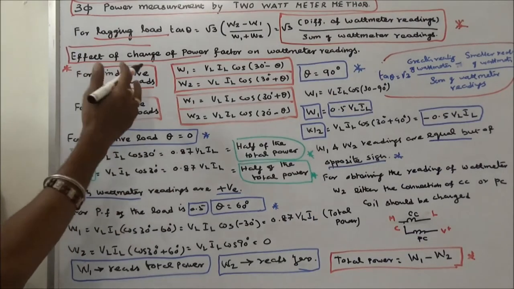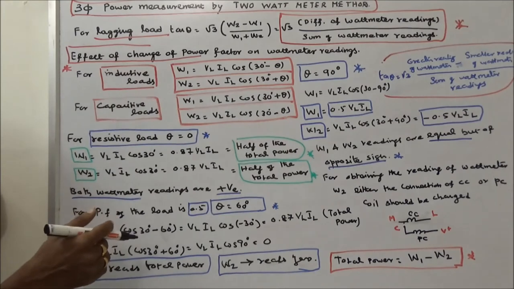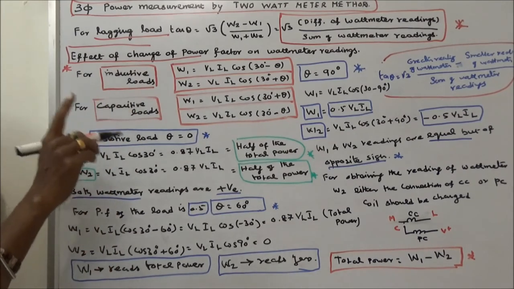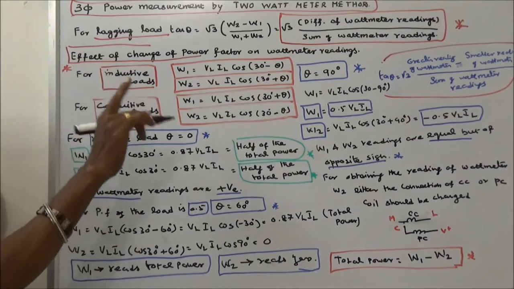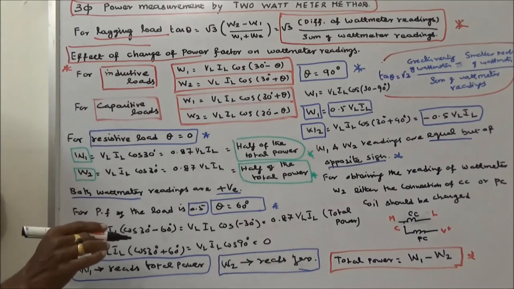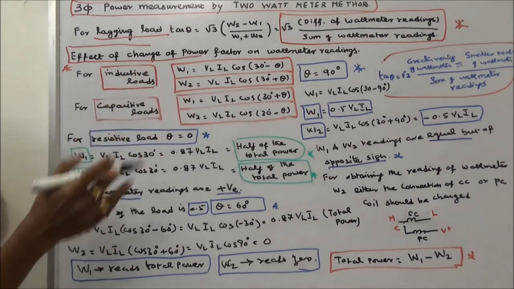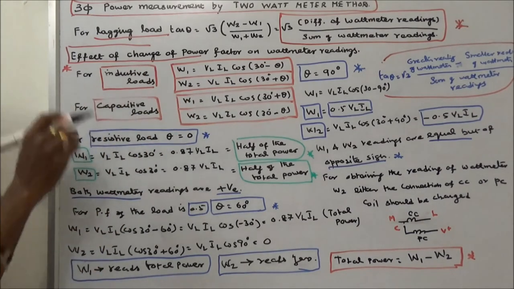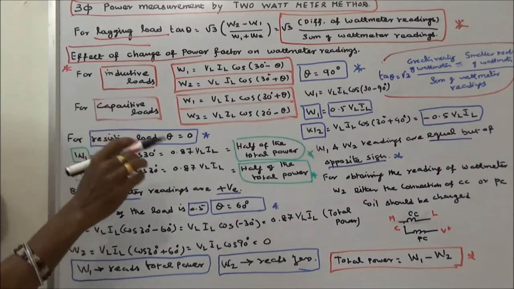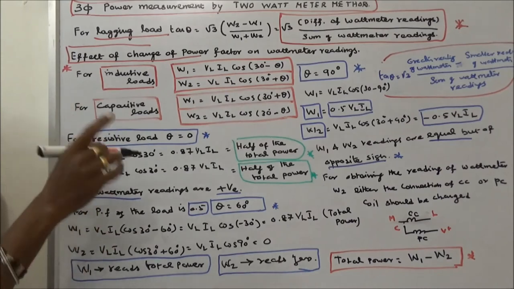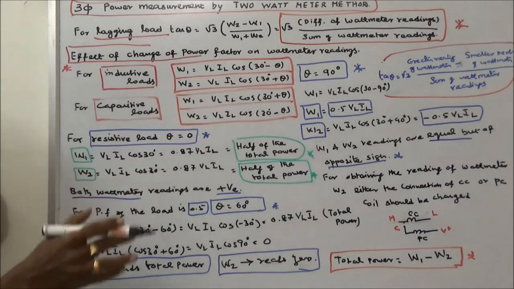Next is the effect of change of power factor on wattmeter readings. For inductive loads, wattmeter 1 reading is VL IL cos(30 minus theta). Wattmeter 2 reading is VL IL cos(30 plus theta). For a capacitive load, wattmeter 1 reading is VL IL cos(30 plus theta). Wattmeter 2 reading is VL IL cos(30 minus theta).